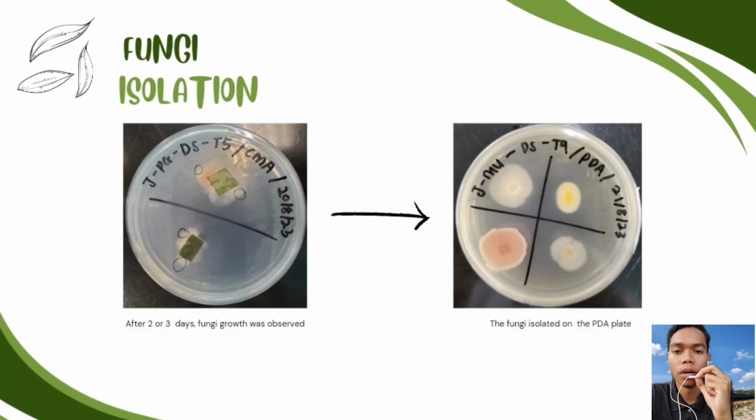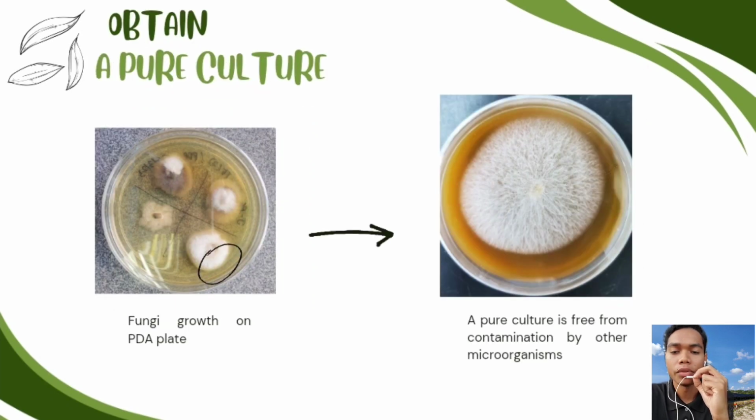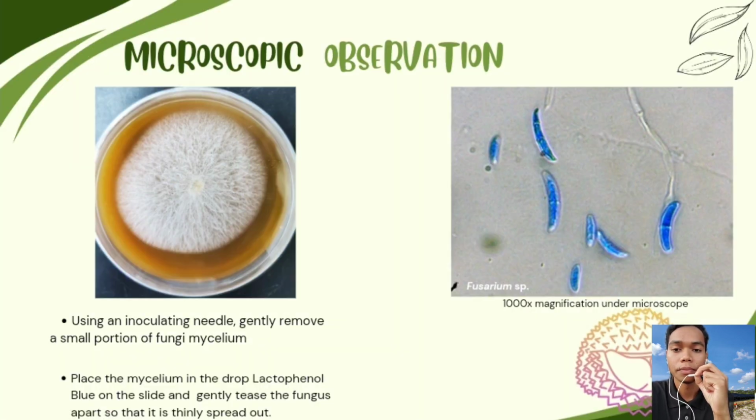After the fungi grow for about 2 or 3 days, the fungi can be isolated from the CMA plate or leaf host to a PDA plate. Then, to obtain a pure culture, I do the next isolation, which is to transfer it onto a new PDA plate, which is free from any contamination by other microorganisms, with a single fungus only. Next I do microscopic observation from a pure culture to observe the morphology of particular fungi. For example, this is the morphology of the Fusarium species that I obtained under a microscope.